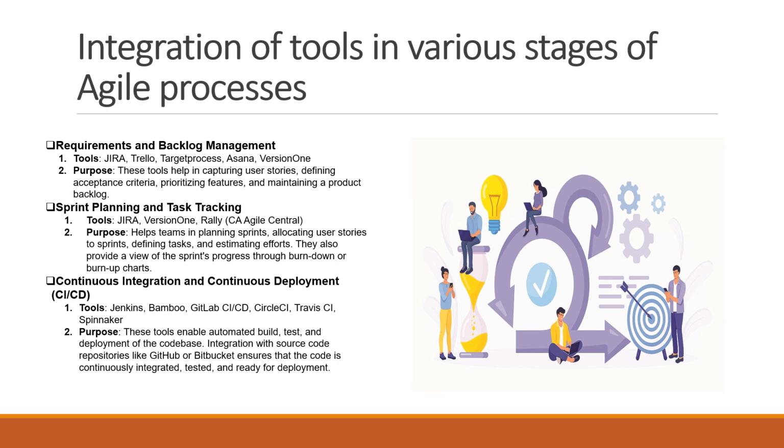Requirements and backlog management. Tools such as Jira, Trello, Target Process, Asana, and VersionOne are tools used for requirements and backlog management. The purpose is to help in capturing user stories, defining acceptance criteria, prioritizing features, and maintaining a product backlog.